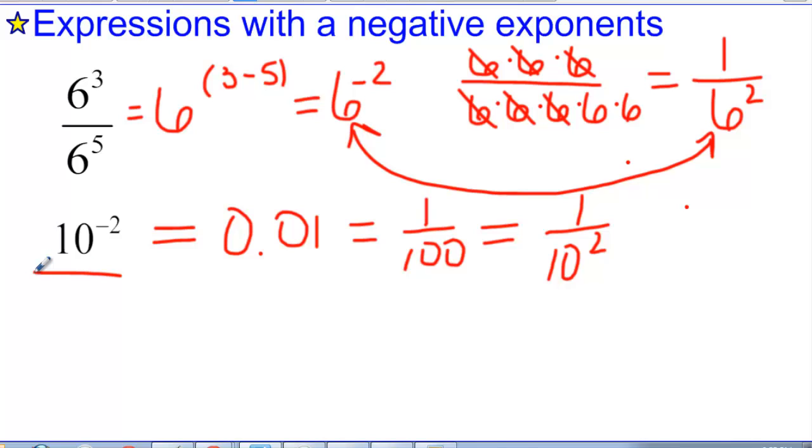So it's not that when we have a negative power, we're getting a negative number. What we see is that when we have a negative power, we're getting the reciprocal of the positive power. So it's a little bit different than what you would think it would be.